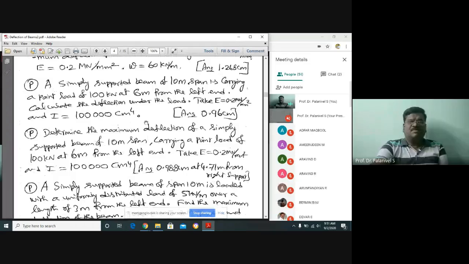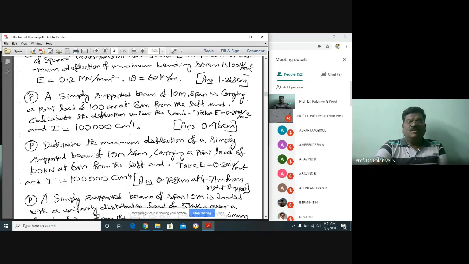Next, a simply supported beam of 10 meters span is carrying a point load of 100 kilonewton at 6 meters from the left end. Calculate the deflection under the load. Take E equal to 0.2 Newton per meter square and I equal to 1 lakh centimeter power 4. The answer is given, right? So how do you go about it? You are asked to determine the deflection under the load, right? So how do you do that?